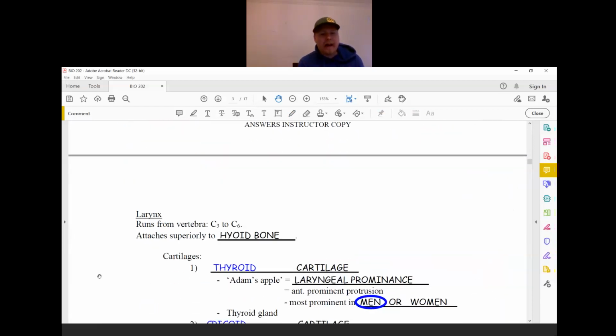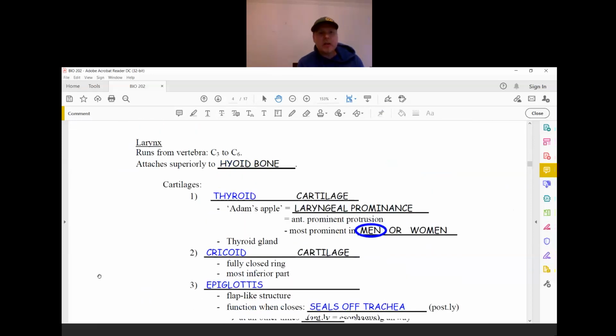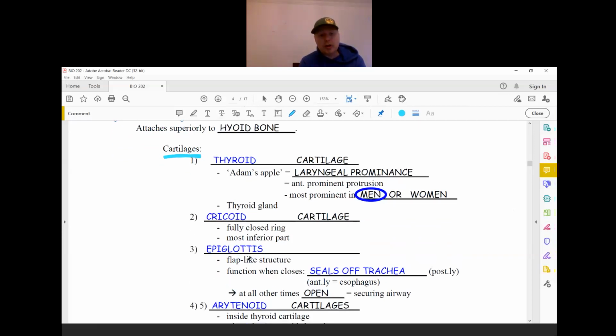Let's next have a look at our larynx. So the larynx is a larger structure running on the vertebrae from the level of cervical third to cervical sixth vertebra, attaching right to the hyoid bone, which is located more superior to that. And the larynx is made of a bunch of cartilages, soft tissues, and other connective tissues. We're going to be focusing on the cartilages that make up the larynx, and we're going to go through them.